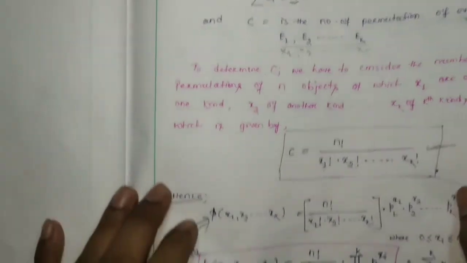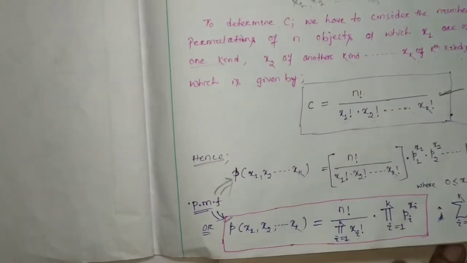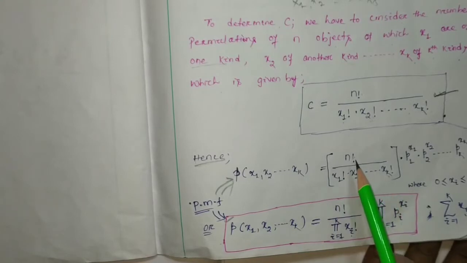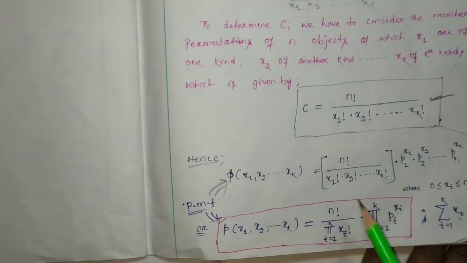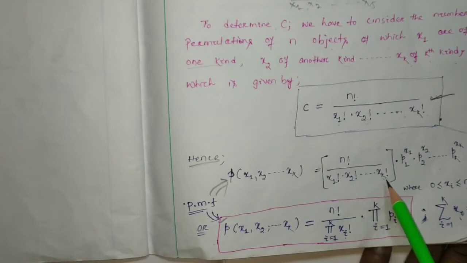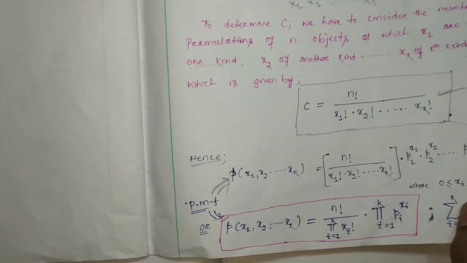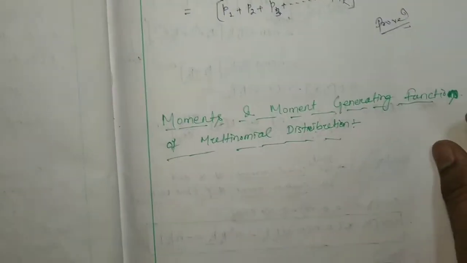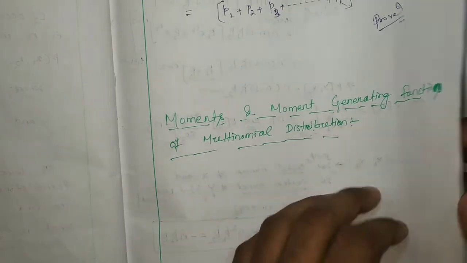In case of multinomial distribution, the general PMF, probability mass function, is this one: n factorial by x1 factorial into x2 factorial up to xk factorial into p1 to the power x1, p2 to the power x2 up to pk to the power xk. In detail we have discussed. In our last class we discussed in detail about moments and moment generating function of multinomial distribution.